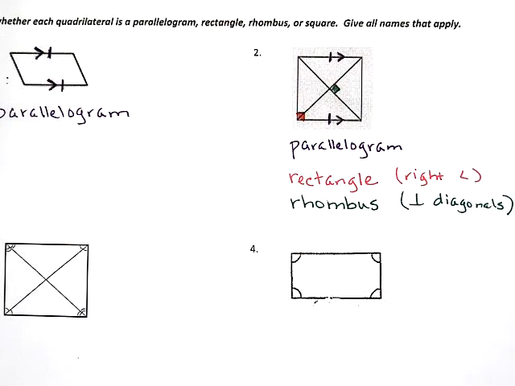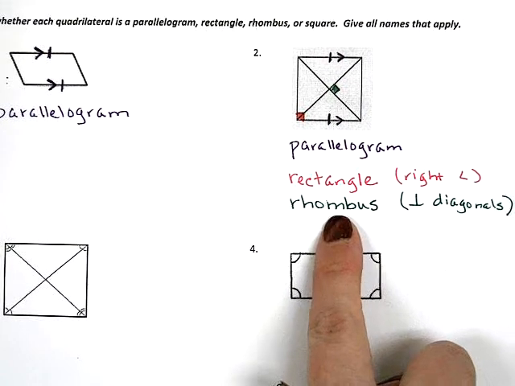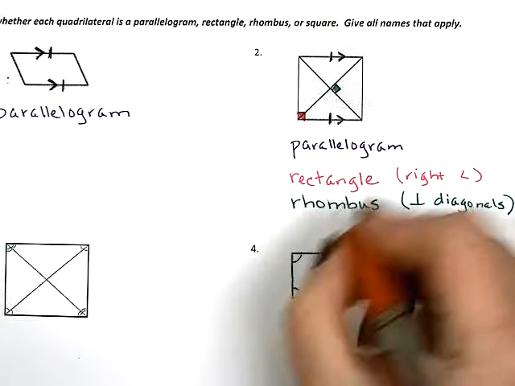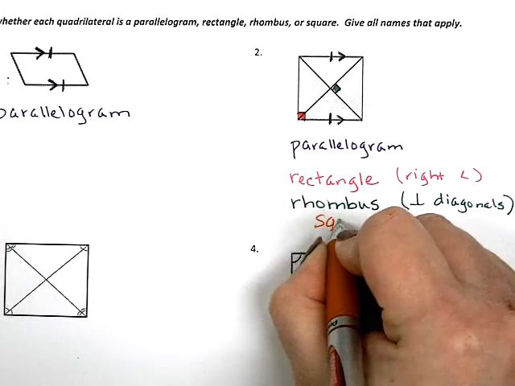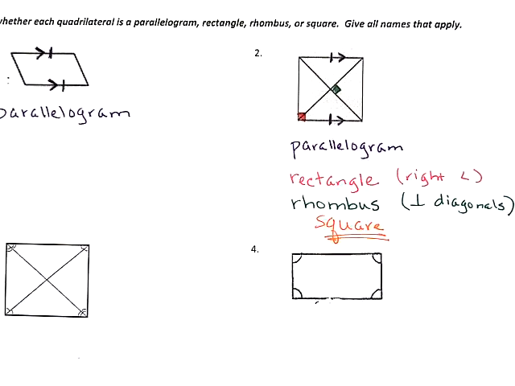Okay? And then, think about it. I've got a parallelogram that's a rectangle and it's a rhombus. That means that it also has to be a square, just because it's got all those properties together.